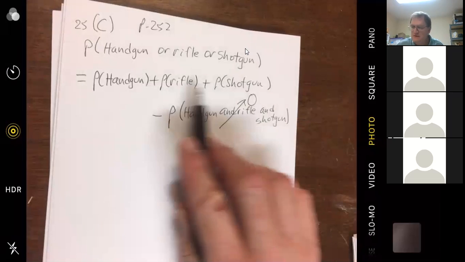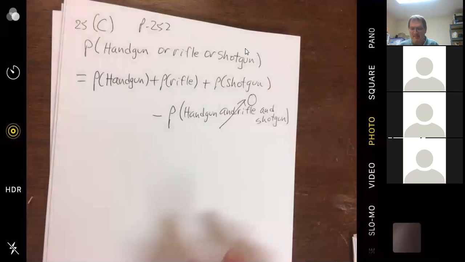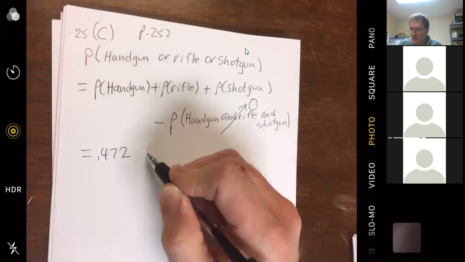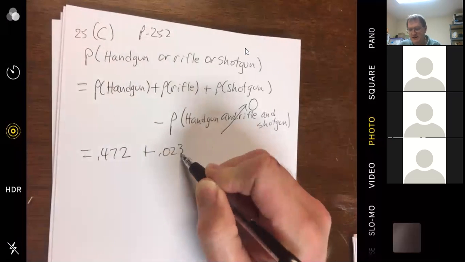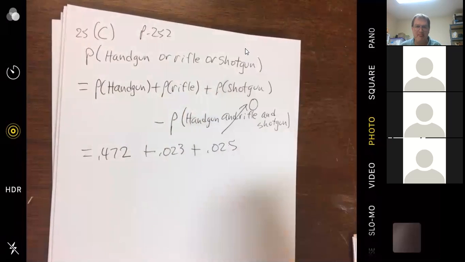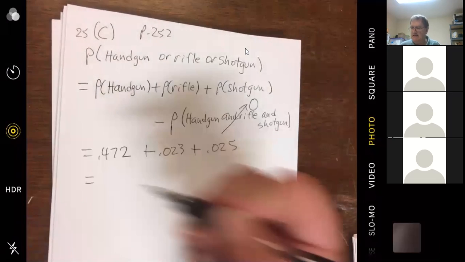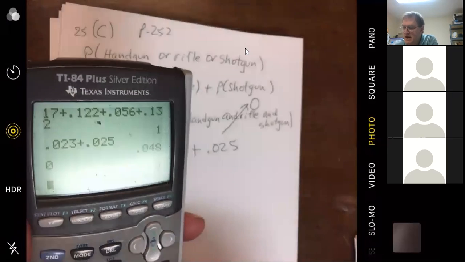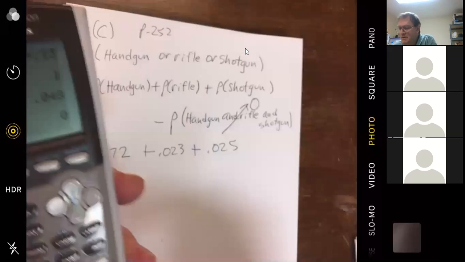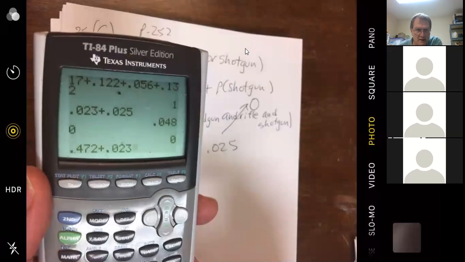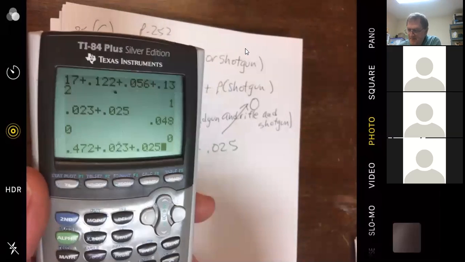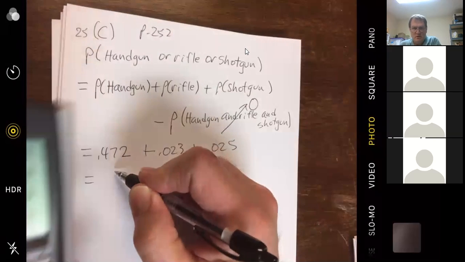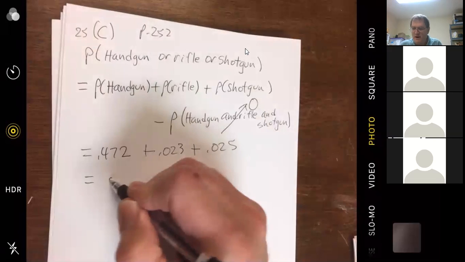Okay, and so where do I get the numbers for these? Once again, off the table. Handgun 0.472. Rifle, 0.023. Shotgun, 0.025. All right. Tough to do things horizontally with decimals. Usually I like to line up the places vertically, so I just use a calculator. 0.472, 0.023, add 0.025. Looks like a 52% chance someone used one of the three, one or the other or the other. 0.52.